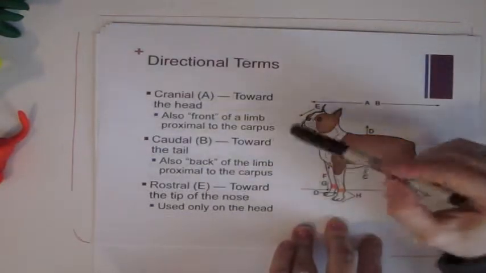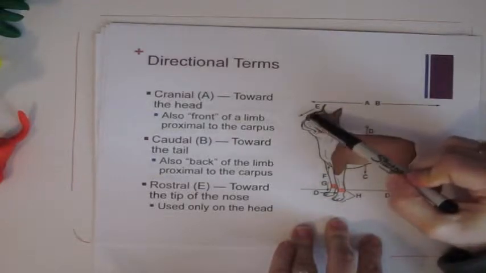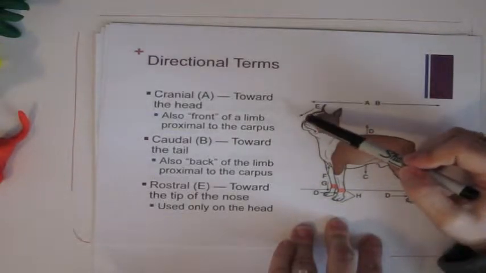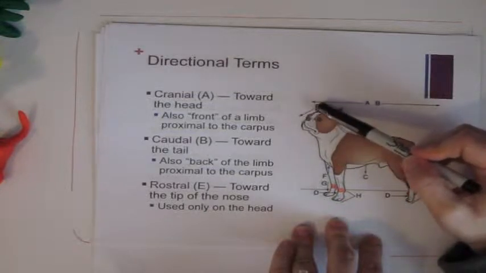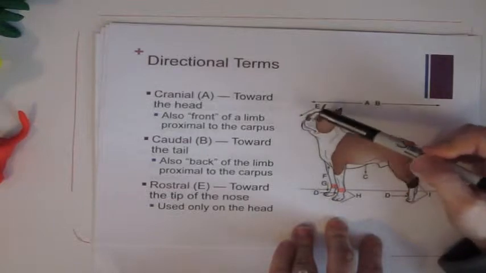Rostral. Rostral is a very specific term that we use only in the head area, and rostrum is the word for nose. Rostral is anything that is toward the tip of the nose. So anything that's going out towards the tip of the nose.